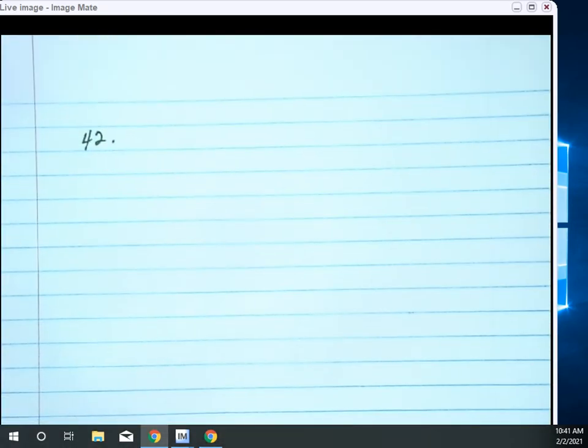Problem number 42 says, find two consecutive odd whole numbers such that the sum of their squares is 74. So what are consecutive odd numbers? It'd be like 3, 5, 7. Good. So the odd numbers right after each other.